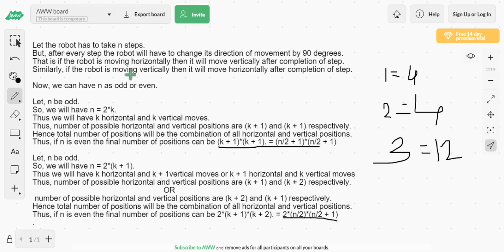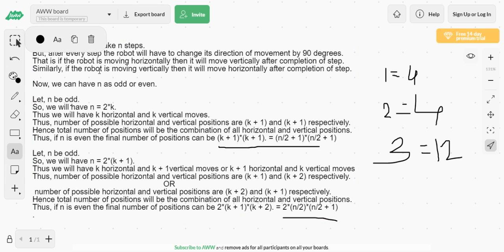After every step, the robot has to change its direction of movement by 90 degrees. That means that if the robot is presently moving horizontally, the next step it should move vertically, and again the next step it should move horizontally. Now there will be two cases here: n is odd or n is even. First, n will be even.